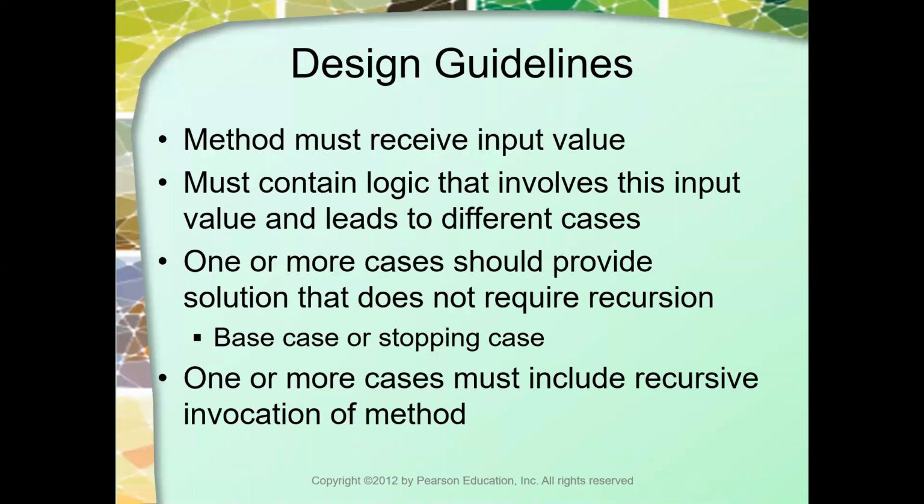So the method has to receive the input value. That's the argument. The method contains logic, and that's basically if statements. No loops in most recursive methods. Most recursive methods don't need loops. And so if you're writing a method that has a loop in it, you're making a mistake, because if you put a loop in a recursive method, you tend to end up getting an infinite loop or infinite recursion.